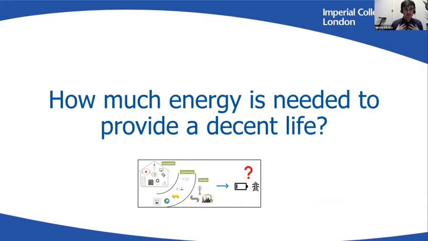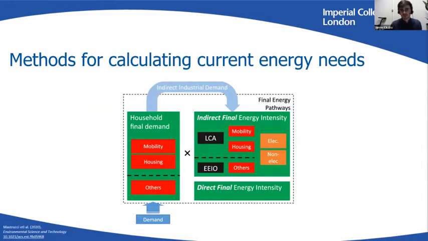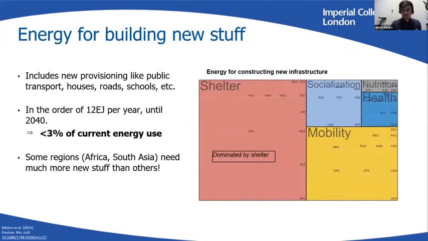Then we go on to the question, how much energy is then needed to provide a decent life to everyone, and to those that currently have it and don't have it. So the methods that we use here are multiple. Basically, we use a simulation model for buildings. We use multi-regional input-output tables and life cycle assessment for the other sectors. And with that, I can go more into detail if there are questions.